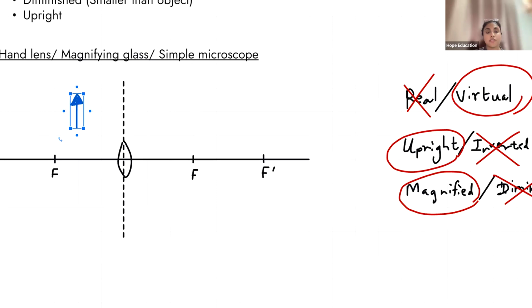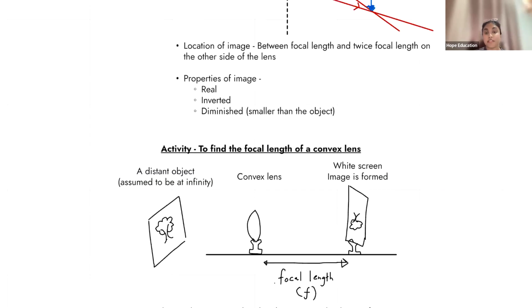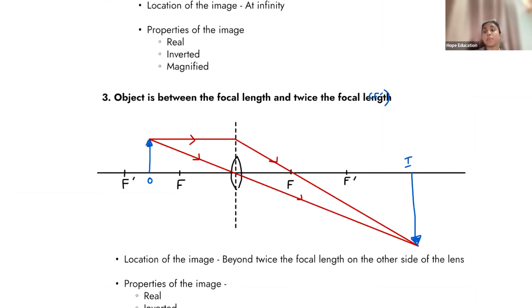Here. If the object was between F and F dash, the image would be a real image. It would be magnified and it would be inverted. Real, inverted, magnified.